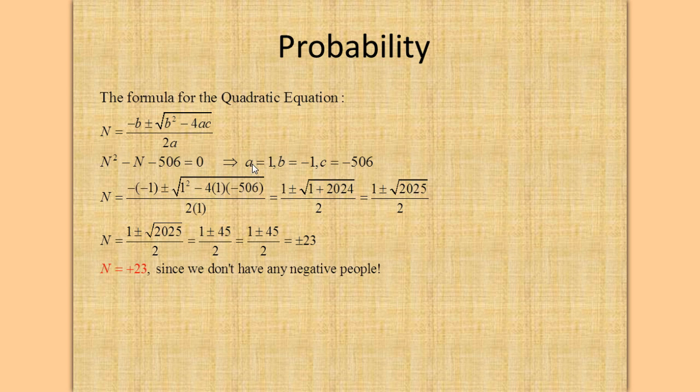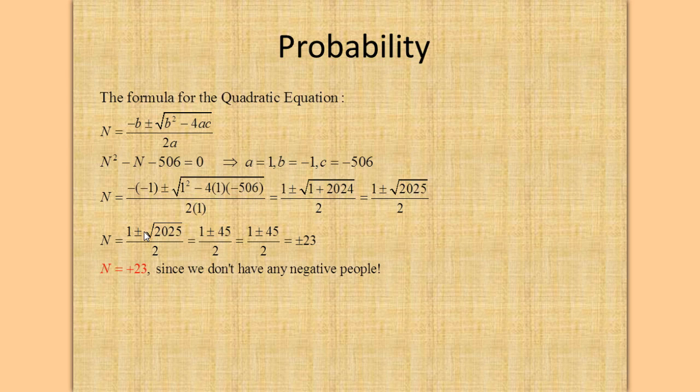And in our equation, a is equal to 1, the coefficient of n squared. b is equal to minus 1, the coefficient of n. And c is equal to minus 506, which is our constant. So we just plug those into the quadratic equation, and as we plug them in, we multiply through by these negatives. Negative times negative is a positive, so we get plus 1, plus or minus the square root of 1 plus 2024, equals 1 plus or minus the square root of 2025, divided by 2.